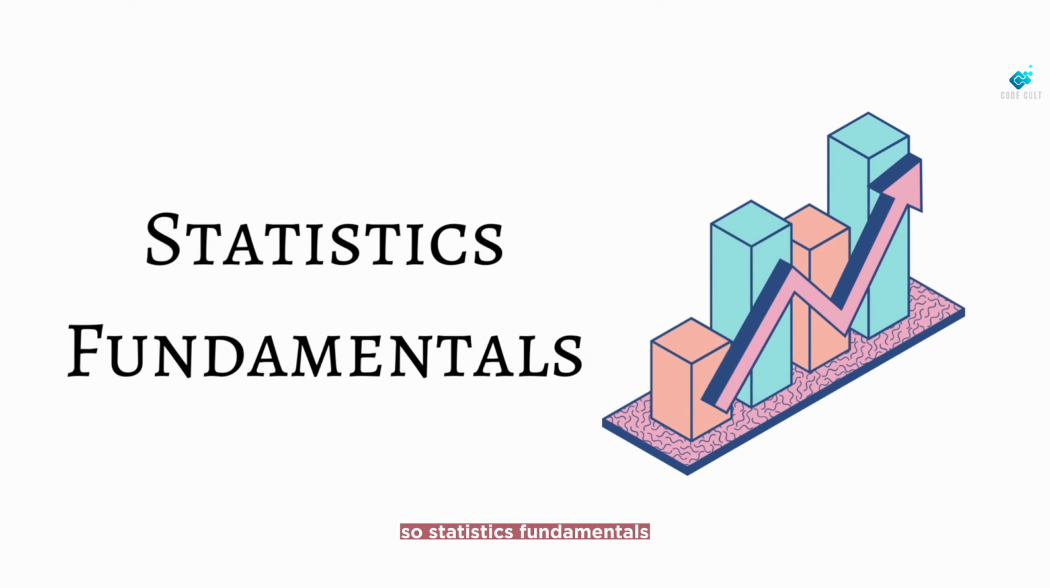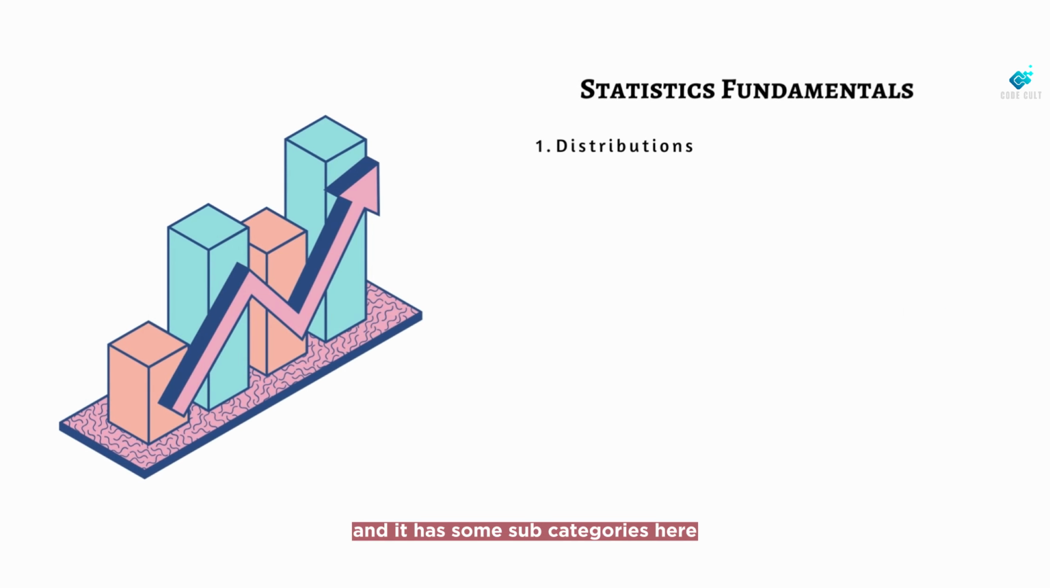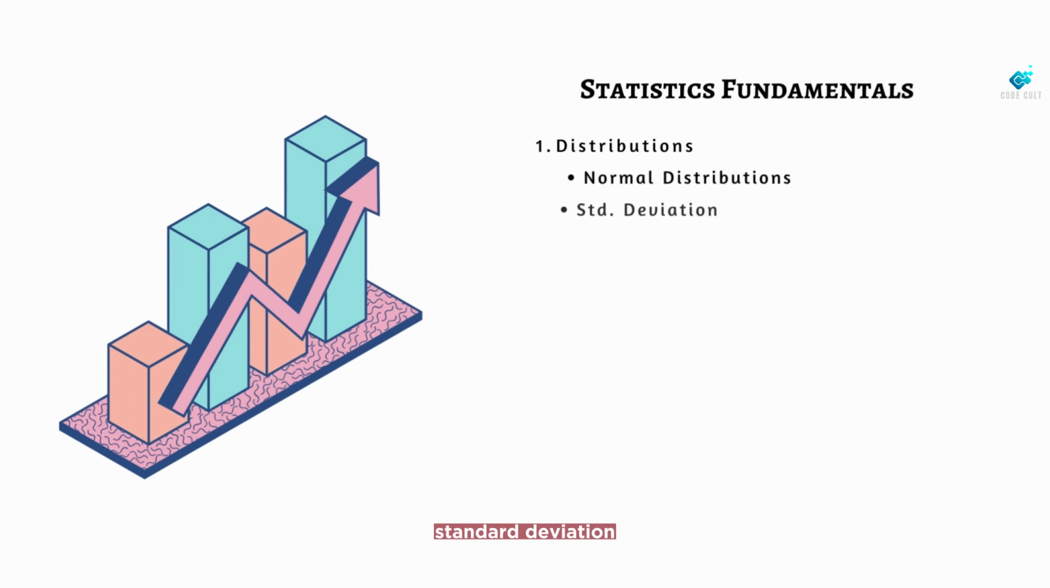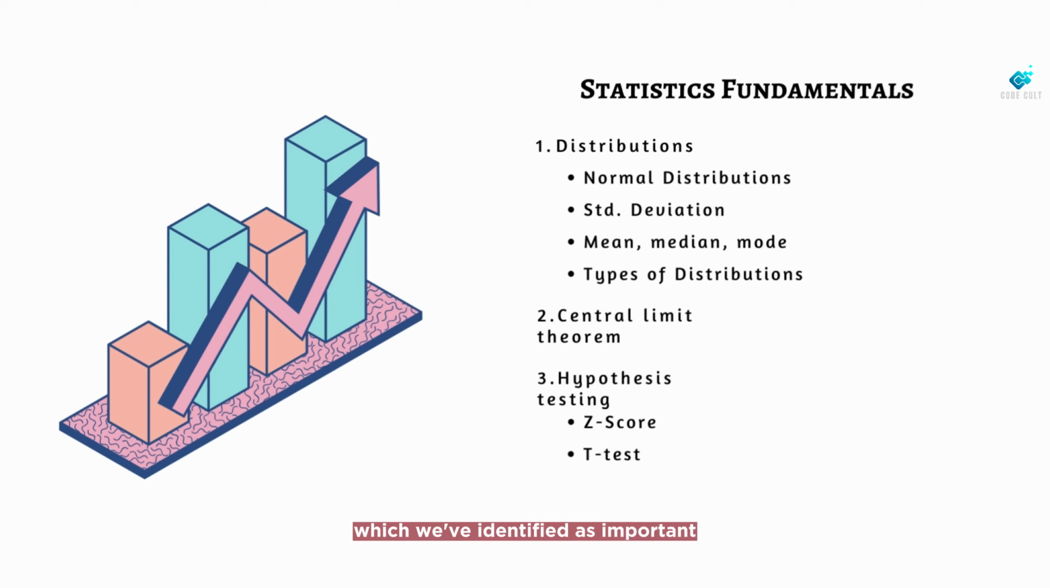So statistics fundamentals, the 8 things we think are important for a data scientist to know in statistics. Number 1 is distributions, and it has some subcategories here: normal distribution, standard deviation, mean, median, mode, types of distributions. Number 2 is the central limit theorem. Number 3 is hypothesis testing, which has z-score and t-test, which we've identified as important. Number 4 is statistical significance and p-values.